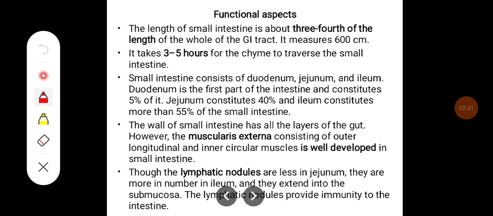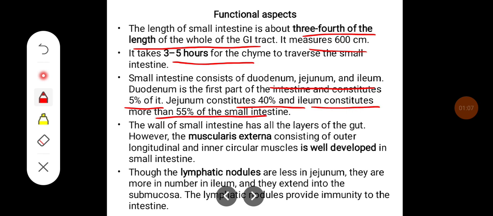The length of the small intestine is about 3/4 of the length of the whole GI tract. It measures about 600 centimeters. It takes 3 to 5 hours for the chyme to traverse the small intestine. Small intestine consists of duodenum, jejunum, ileum. Duodenum is the first part of the intestine and constitutes around 5% of it. Jejunum constitutes 40% and the ileum constitutes more than 55% of the small intestine.